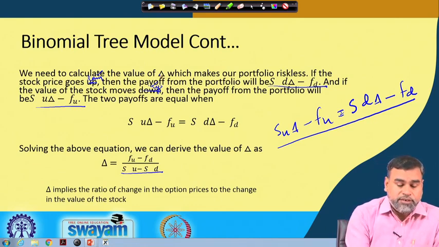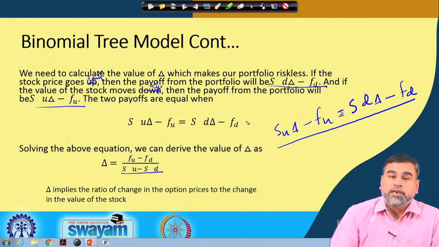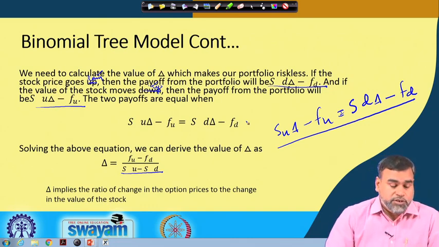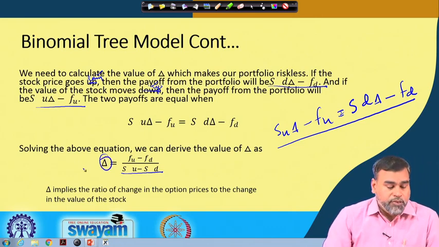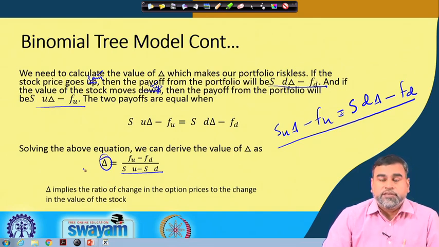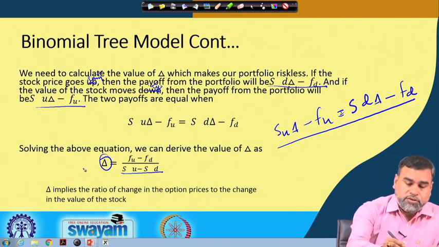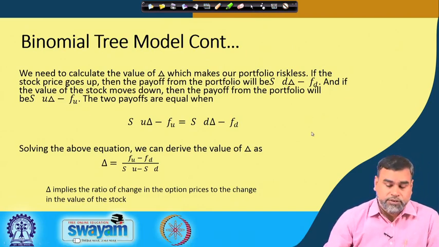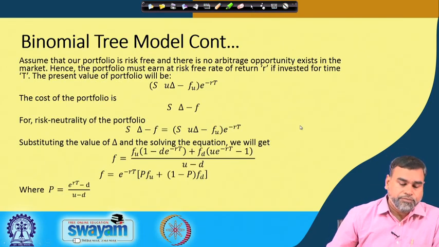Now, we have S u delta minus f of u is equal to S d delta minus f of d, that equality has to be maintained, and our objective is to find out the delta value. Then delta is equal to f of u minus f of d divided by S u minus S d, and what is delta? The delta is nothing but the ratio of change in the option price to the change in the value of the stock. So, let us take a numerical example to understand how that particular delta value can be calculated.